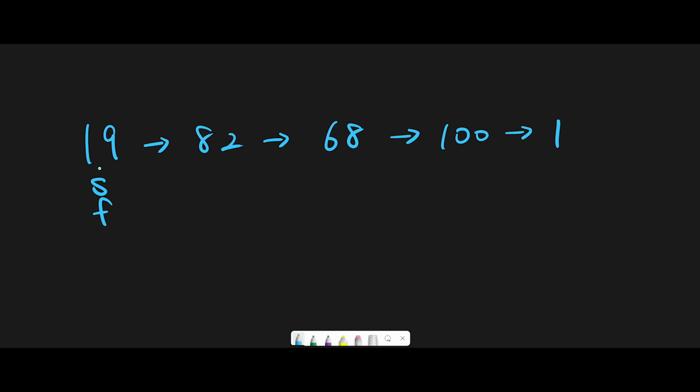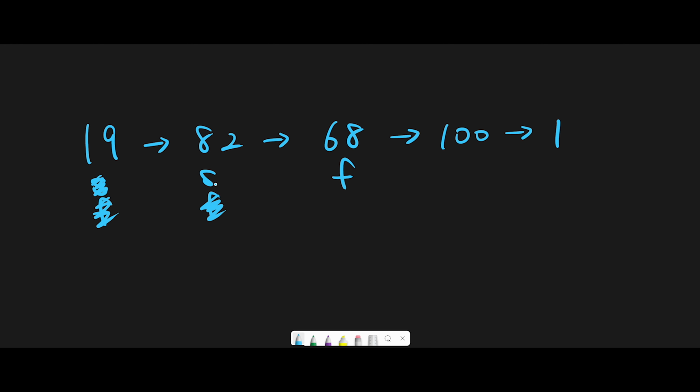So just calculate 19 and get 82, right? So the slow pointer moved once, and then the fast pointer moves twice. That means we calculate twice. First of all, we calculate 19 and get 82. So move next. Oops, this is the fast pointer. And then the fast pointer calculates again with 82 and I get, I think, 68. So now the fast pointer is 68.